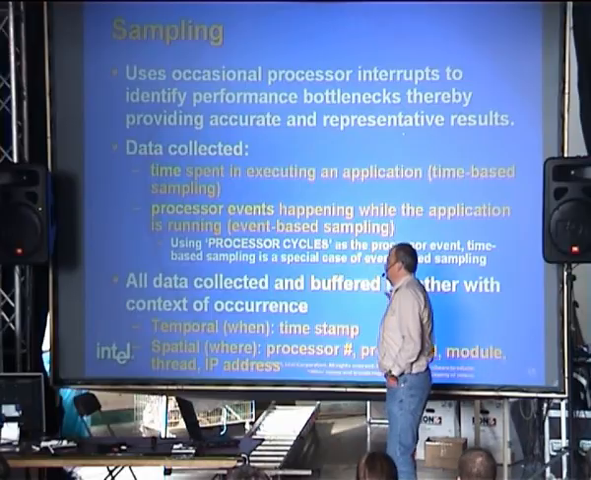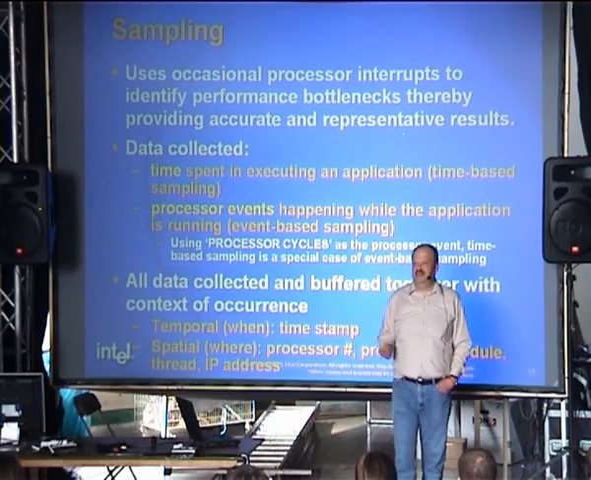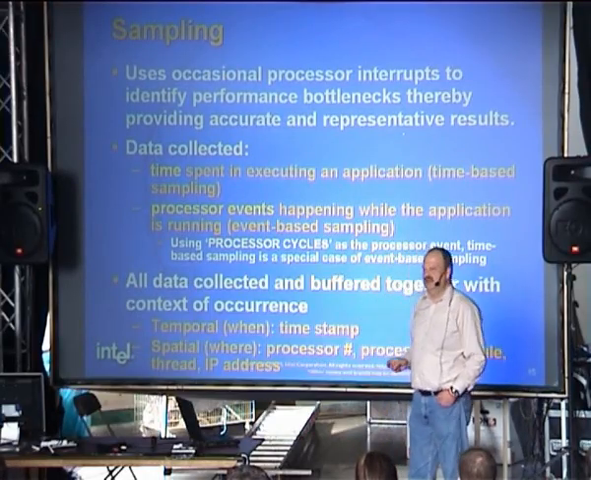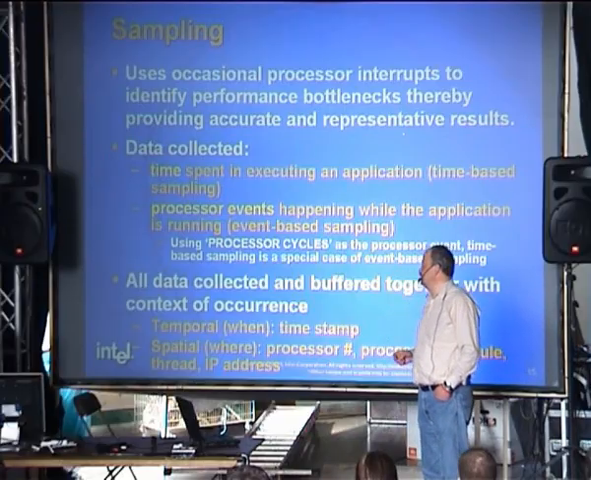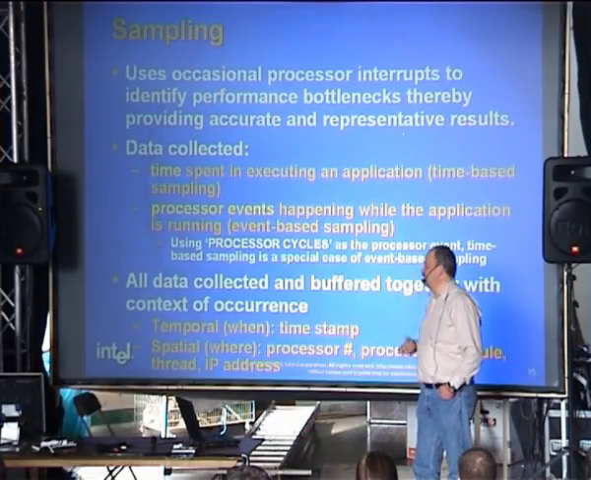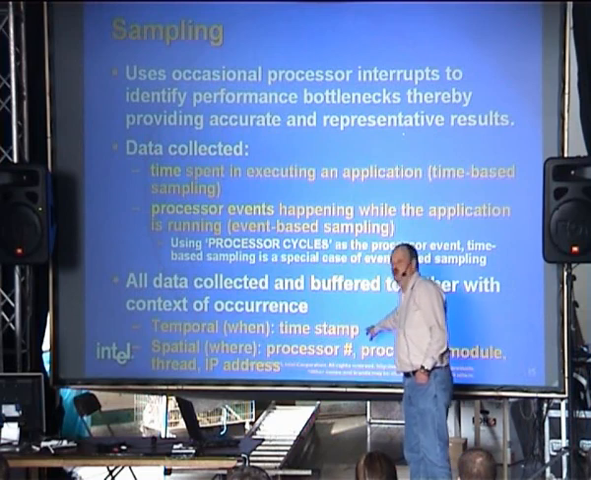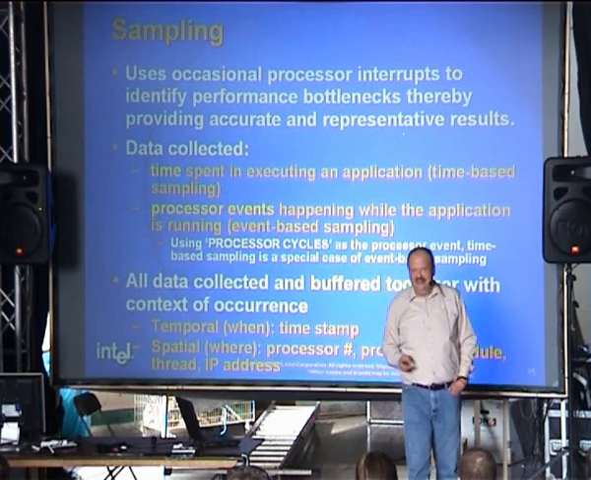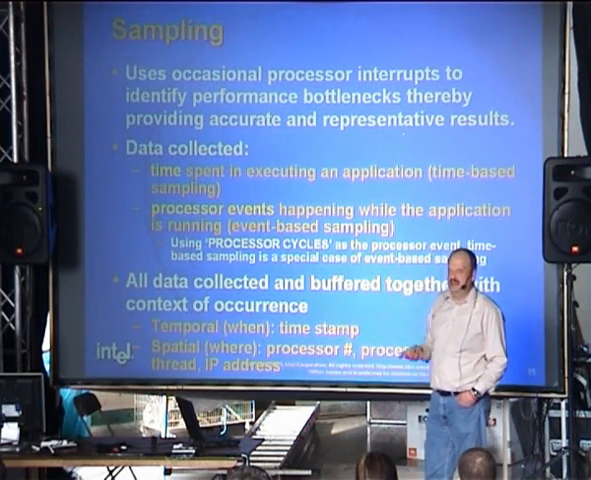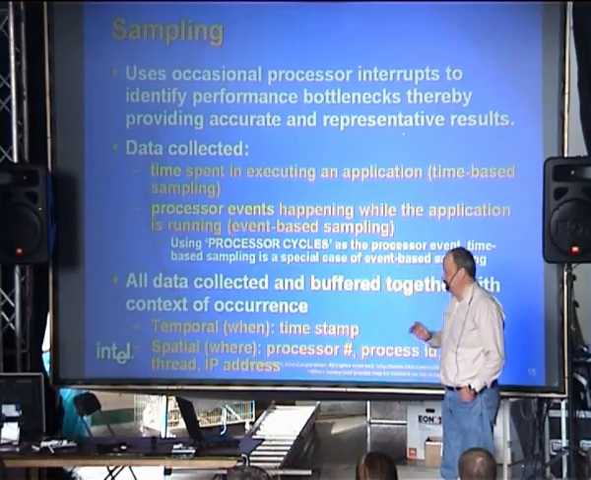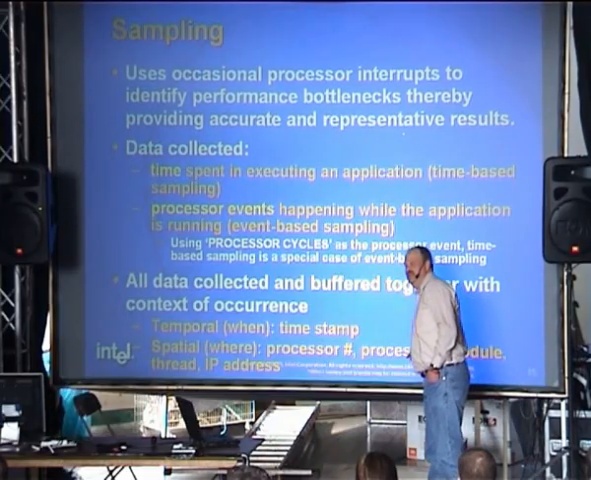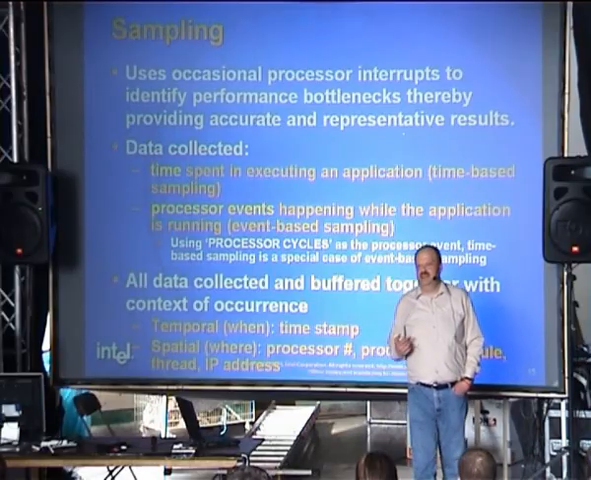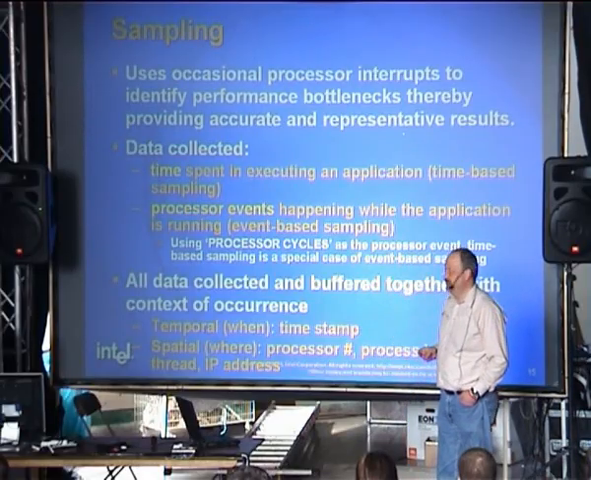Okay, now what does sampling mean? It is some kind of statistical process. You interrupt your application in very small time intervals, and then you collect the data. First, you collect the time when this sampling occurred. This is important to map this data later to your execution time frame. More important is the spatial information, the information about where the event has happened.